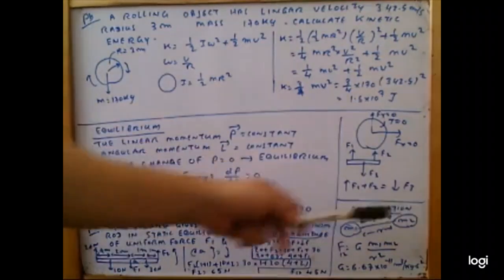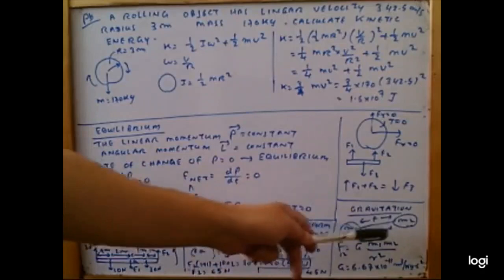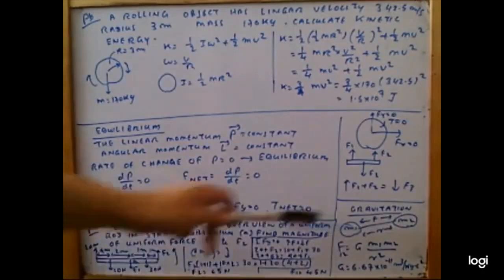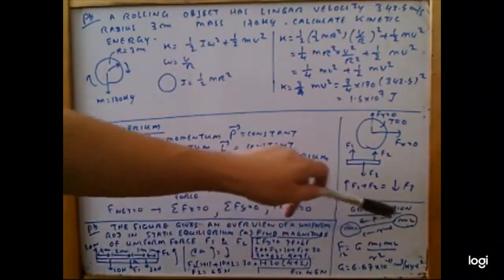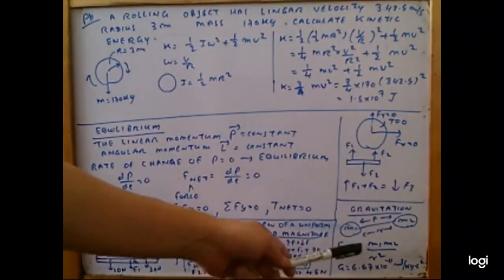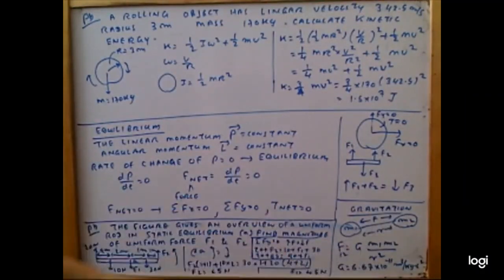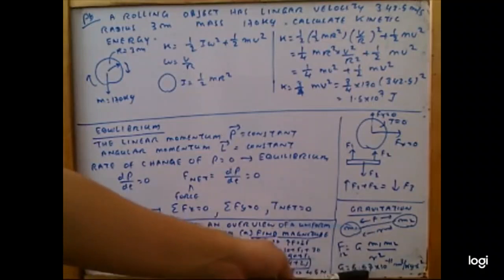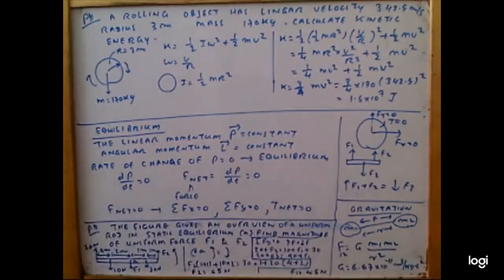The next one is gravitation. Mass 1 and mass 2 are separated by the distance R. The force between the two, F12, equals G M1 M2 by R square. In this case, G is equal to 6.67 into 10 power minus 11 meter cube per kilogram second square.